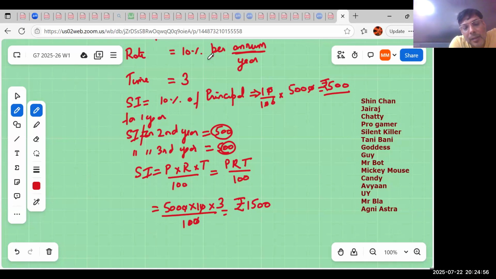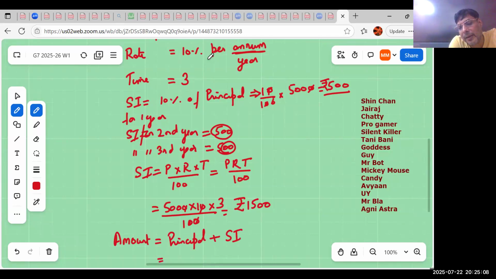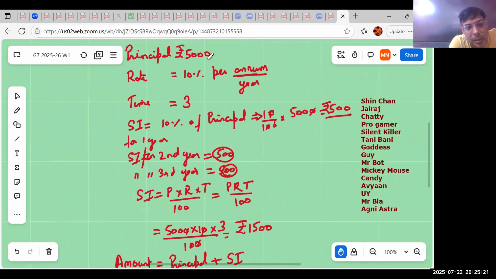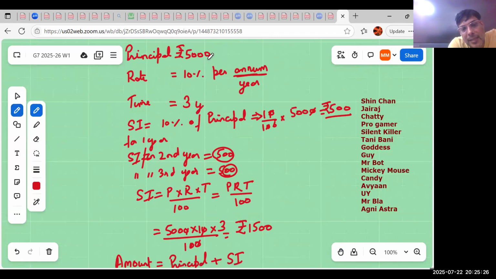When you return someone the money, that money is called amount. That is equal to the principal, which you took as a loan or deposited, plus the interest part, the simple interest. So in this case, the principal was 5,000, the interest part will be 1,500, and the money that you have to return is 6,500. One thing you must remember is that the time in this formula is in years, not in days. Because the interest is per year, the time also is in years.